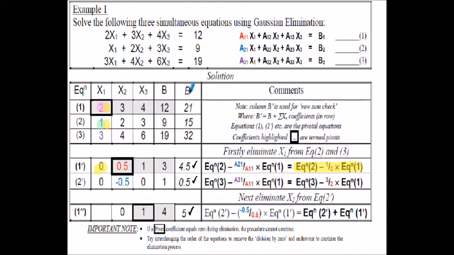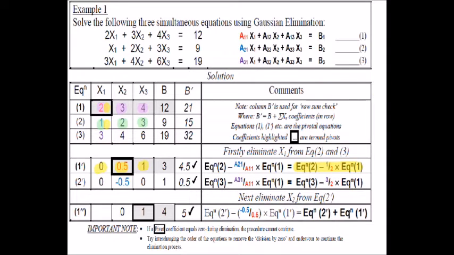Considering the x2 column now, the coefficient in equation 2 is 2, and we're subtracting from that a half multiplied by the equation 1 coefficient, which is 3. So 2 minus a half multiplied by 3, that's 2 minus 1.5, that gives us the value of 0.5. Considering the coefficients for x3, equation 2, that will be 3, and we're going to subtract from that a half multiplied by the coefficient for equation 1, so that's 4. So 3 take away a half times 4, 3 take away 2, that gives a value of 1.